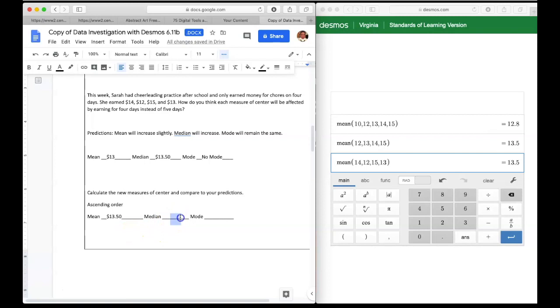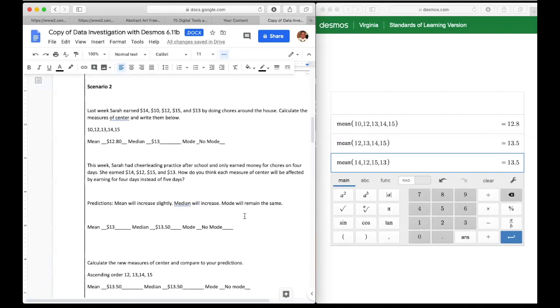Our median, and again, once your data is in order, so let's say 12, 13, 14, and 15. So what's directly in the middle? We have 12 as our smallest number, 15 as our highest number. What's in the middle? 13 and 14. What's in the direct middle of $13 and $14? You guessed it, $13.50. Perfect. And then again, there is no mode. So we hit that on the head. We did a great job making those predictions.